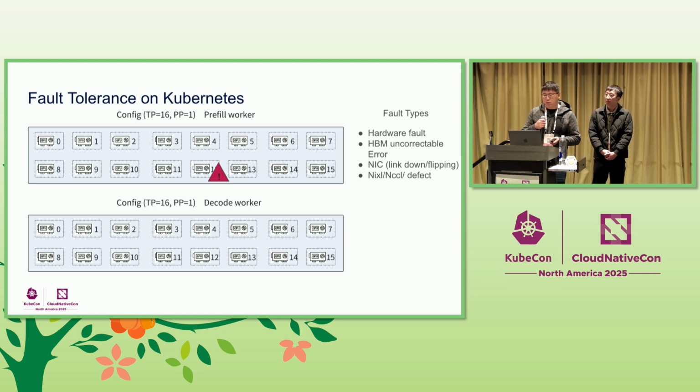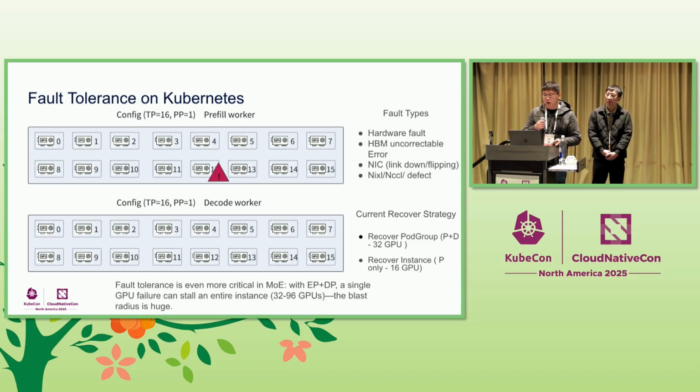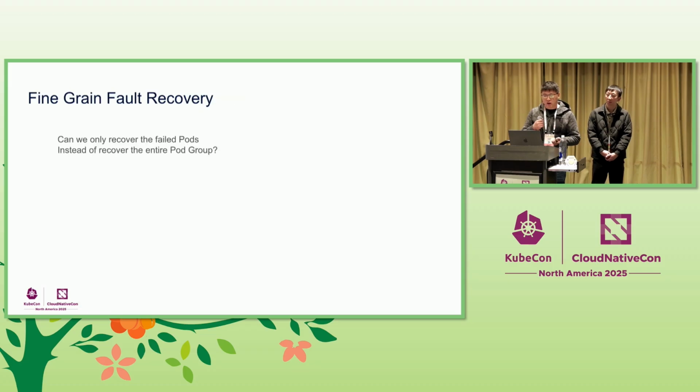In an MoE model with EP and DP, one fault can impact even more GPUs, from 32 to 96 GPUs. So the takeaway is, if you choose multi-node, plan for the failure. You may want to ask, can we reduce the blast radius? I think the answer is yes.